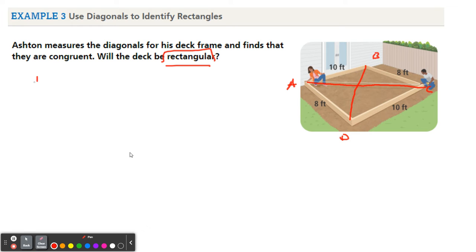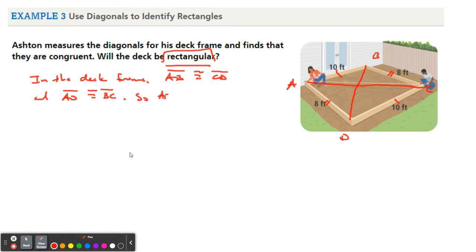In the deck frame, segment AB is congruent to segment CD. So AB and CD are the opposite sides here, 10 and 10. And segment AD is congruent to segment BC, here and here. That was given to us, right? Because of this, we know that ABCD is a parallelogram.